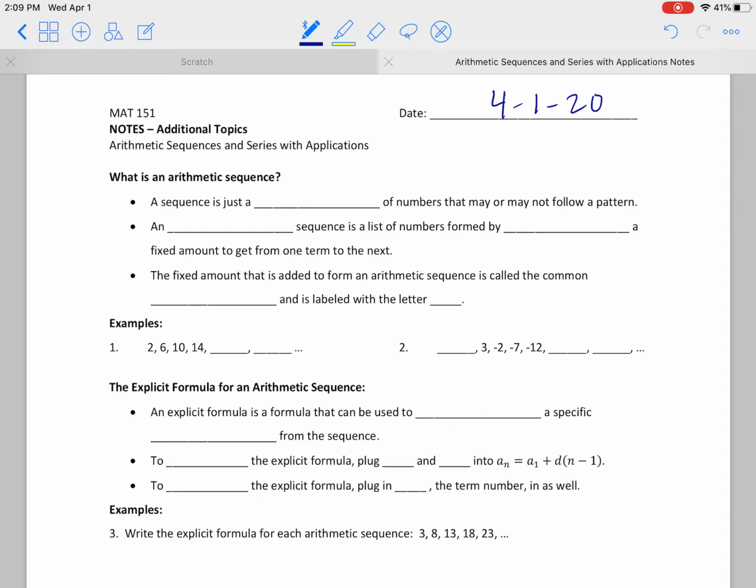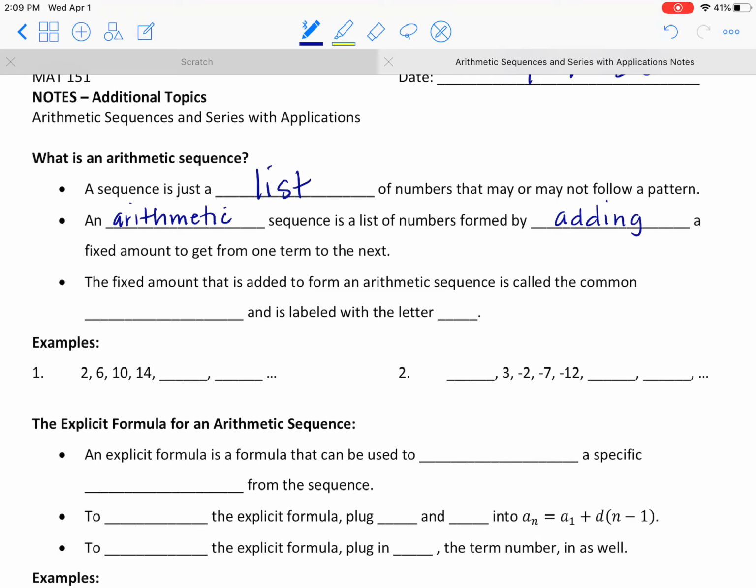But a sequence, I think we know, is just going to be a list of things. If we're looking at an arithmetic sequence, what we're looking at is a list of numbers, and there's a pattern that's formed in those lists of numbers, and the pattern is that you're either adding or subtracting a fixed number every time. So a sequence is just a list of numbers, and the list doesn't have to follow a pattern, but when it's an arithmetic sequence, then the list of numbers is formed by adding a positive or adding a negative, which would be subtracting a fixed amount to get from one term to the next.